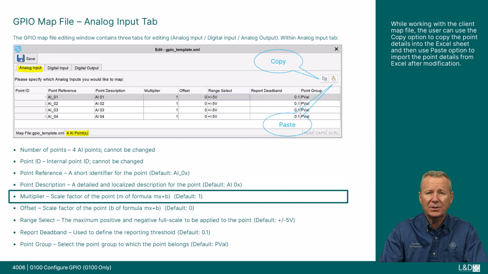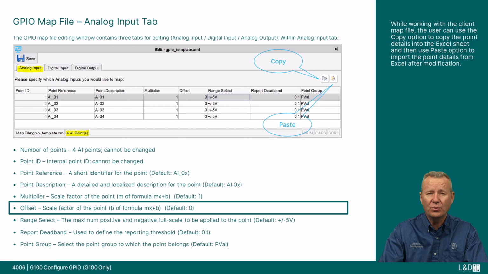The multiplier, the scale factor of the point, M of formula mx plus b. The injected current/voltage on the specific analog input value is multiplied by the configured multiplier amount and represented accordingly in the local remote HMI. The range is full range of 64-bit float. The default value is 1. The offset, the scale factor of the point, B of formula mx plus b. The offset configured for the specific analog input will be added to the injected current/voltage on the respective analog input and represented accordingly in the local remote HMI.